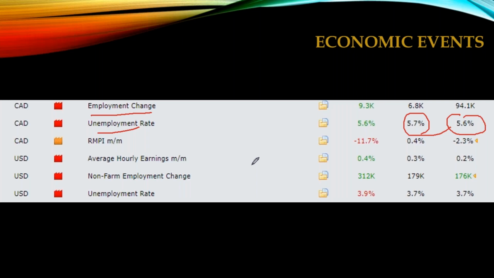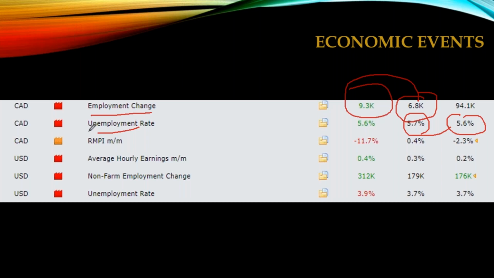There was no single reason behind it, but one of the reasons behind a stronger Canadian dollar was their labor market figures. Here's the thing. Economists were expecting their labor market to drop down. For example, employment change was expected to be like 6.8K. In case you are wondering what employment change is, it means how many job opportunities were added by the Canadian economy during the previous month. So economists were expecting only 6.8K job opportunities, whereas the actual figure came out as 9.3K, which is better than expected.